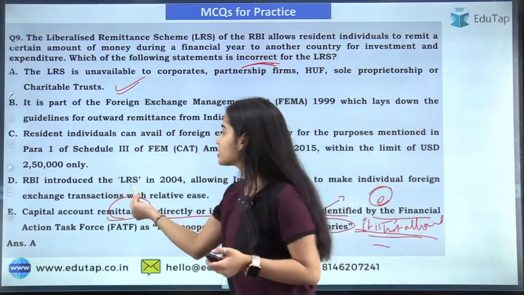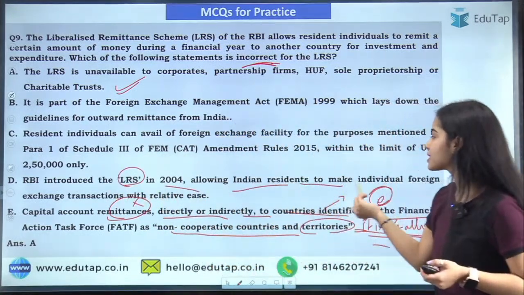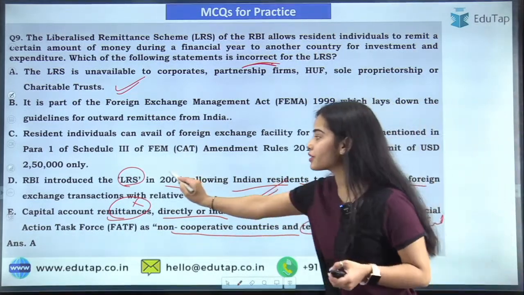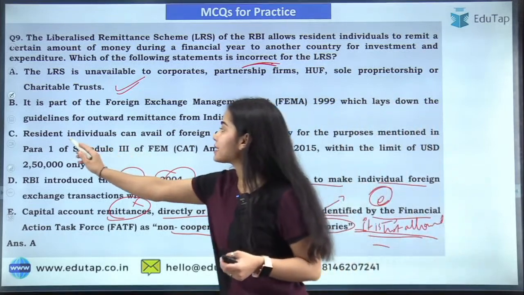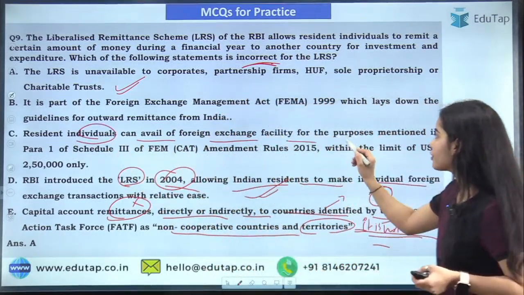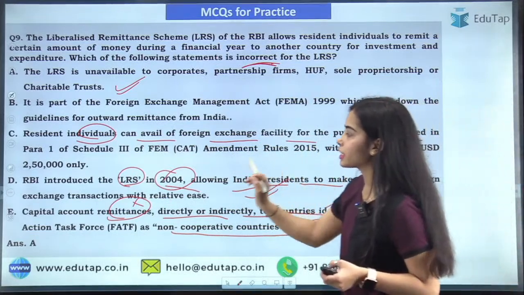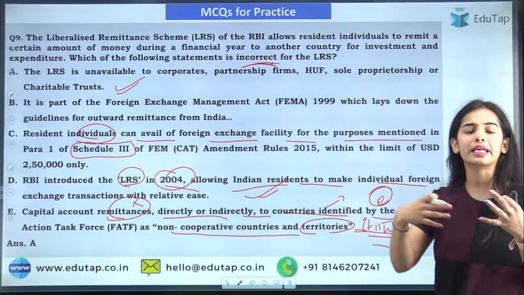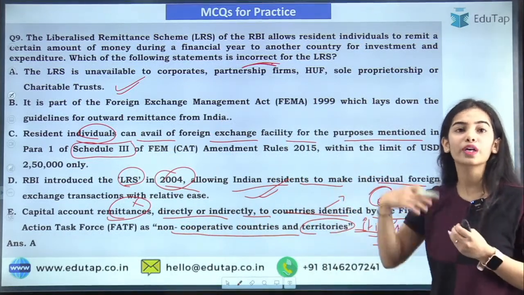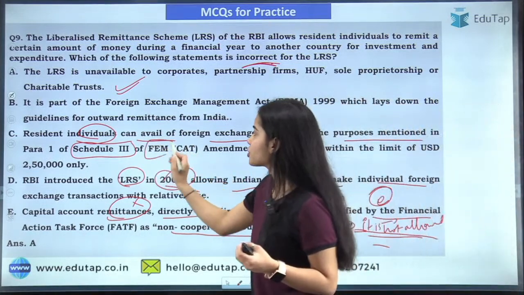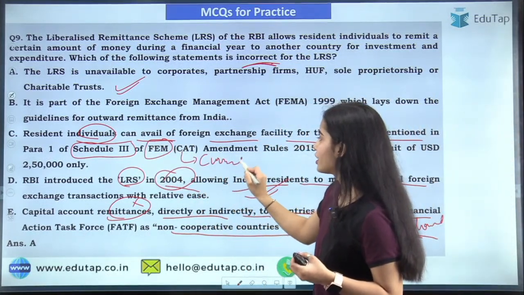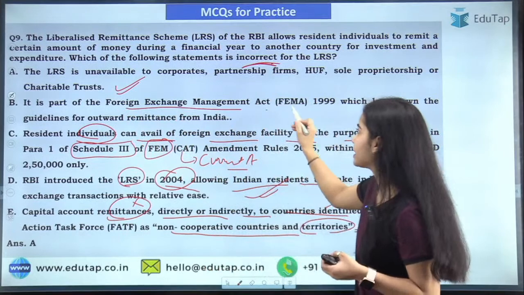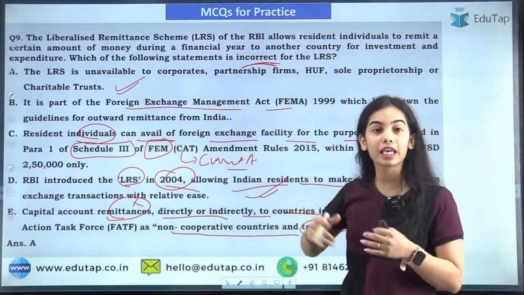Okay, RBI introduced the LRS in 2004, allowing Indian residents to make individual foreign exchange transactions with relative ease. So that is correct. It was introduced in Feb 2004. Resident individuals can avail of foreign exchange facility for the purposes mentioned in part 1 of schedule 3. Schedule 3 talks about business trips, day to day things like going out as a tourist or to study, for the foreign exchange management current account transactions. So this is also allowed under the LRS scheme. The LRS is a scheme that is a part of FEMA.